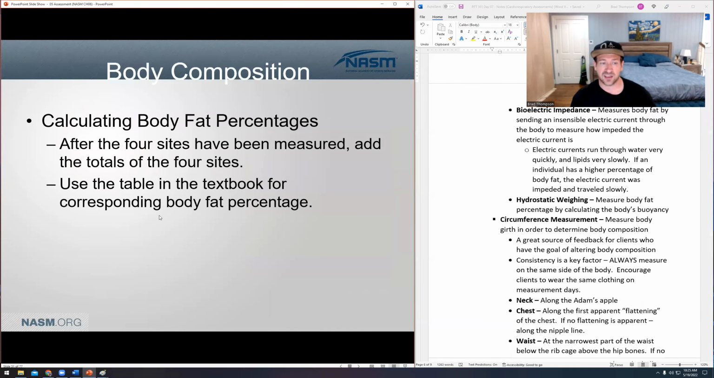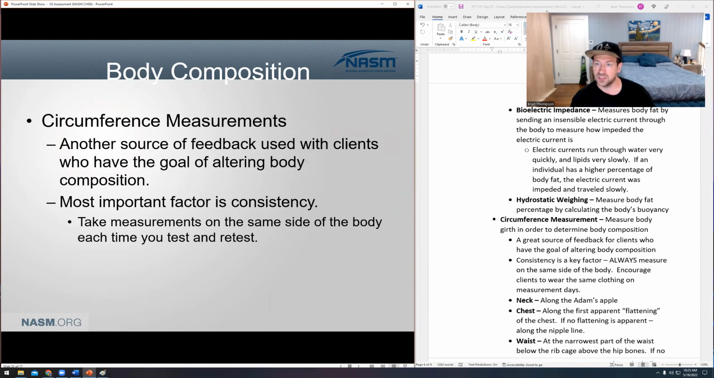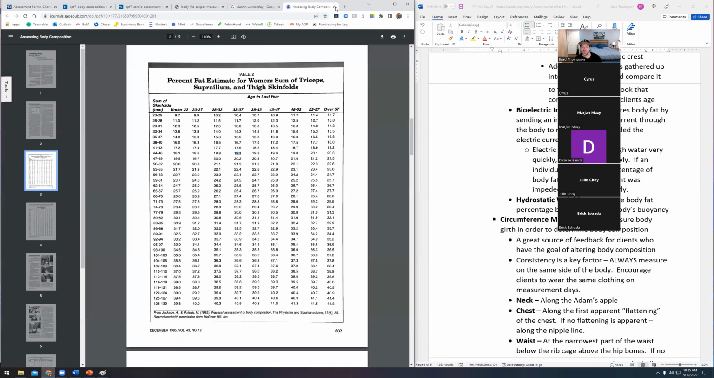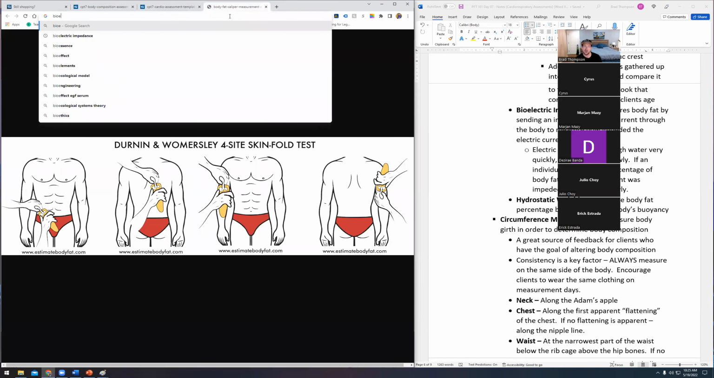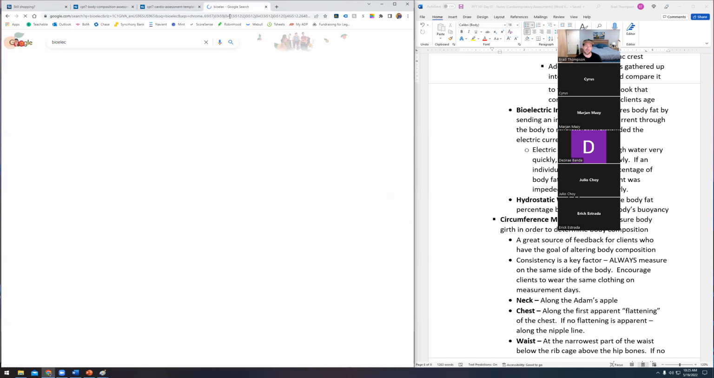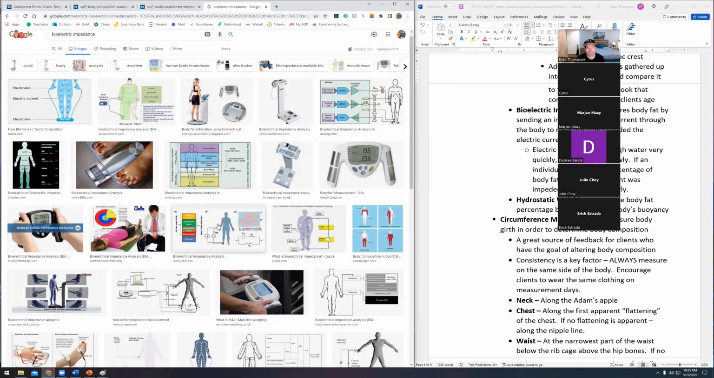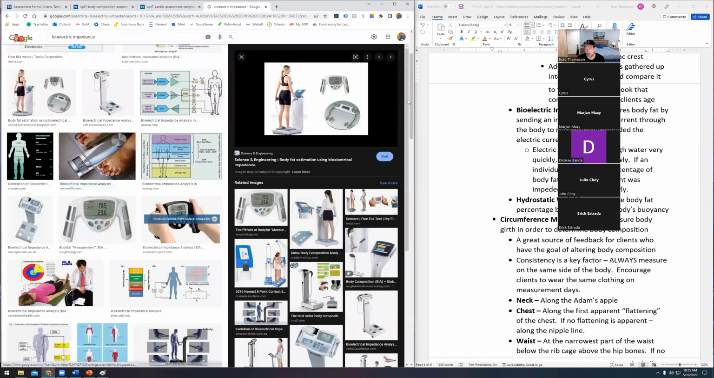Add the 4 sites together, look at the table that's in your textbook, and it will tell you your body fat percentage. Now, if you don't want to do that, you can do what is much more popular nowadays, which is the bioelectric impedance. You might even have one of these in your home. You might have a bioelectric impedance scale, where you stand on the scale and it will run an electric pulse through the body and estimate your body fat percentage.